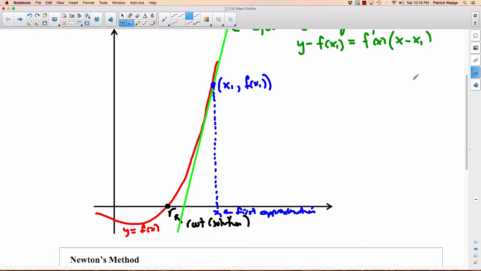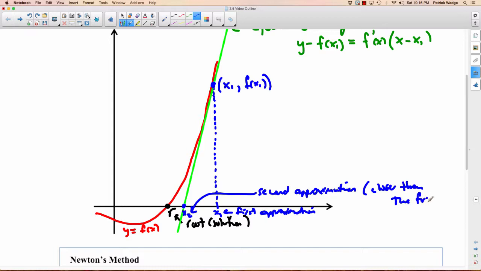Now, if you look, this tangent crosses the x-axis at a point that's even closer to r than what we started with. So this is our x2, and this is our second approximation, or our second guess. And you can see that this second approximation is closer than the first, closer to r than the first.